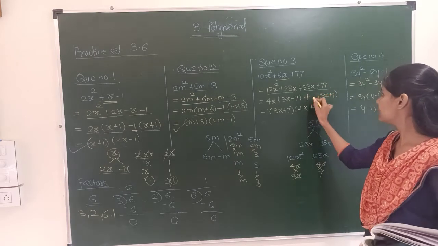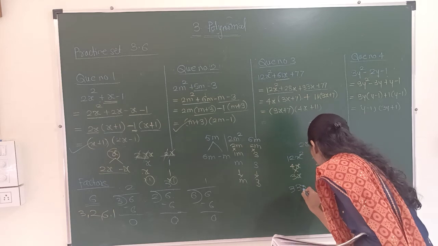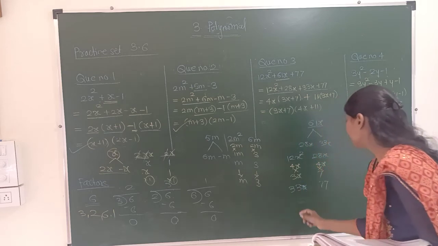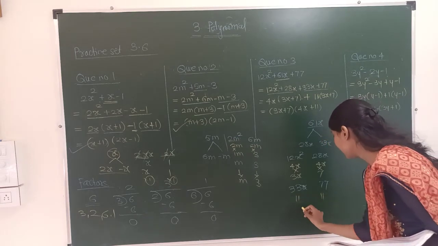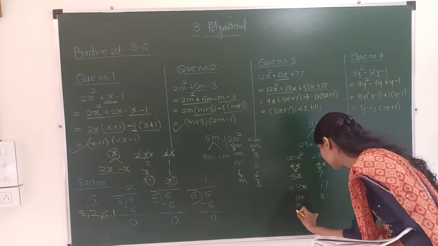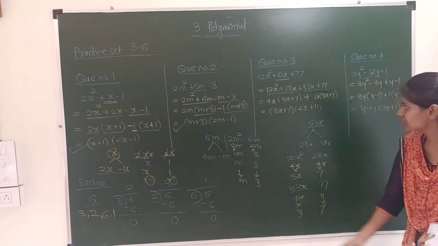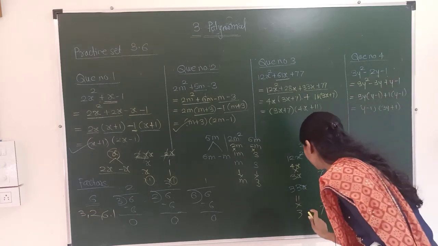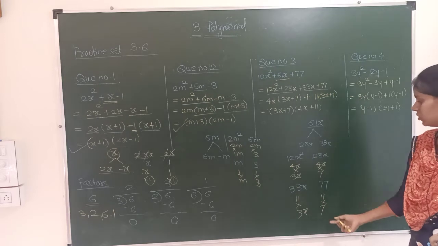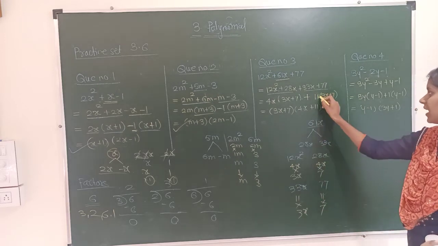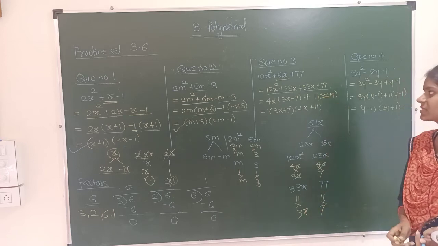Now plus sign as it is for 33x plus 77. 33x and 77, we can take 11 in common. Okay, for this you have to learn tables. I can't help you with this. 11 into 3x is 33x and 11 into 7 is 77. So we can take 11 in common and the remaining is 3x plus 7. So we have written 3x plus 7.